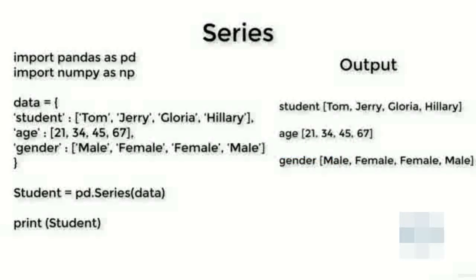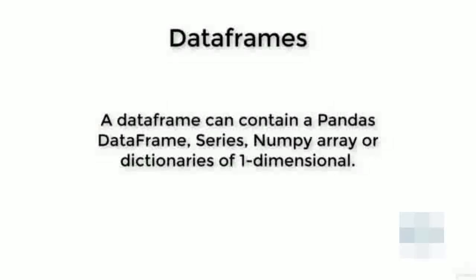Next is creating a series from a Python dictionary. Here we have a list named data containing student name, age, and gender. When it is converted to a series via the pd.Series method, then the output will look like this. Next is data frames. A data frame can contain a Pandas data frame, series, NumPy array, or dictionaries for one-dimensional. Let's go ahead and discuss some examples.